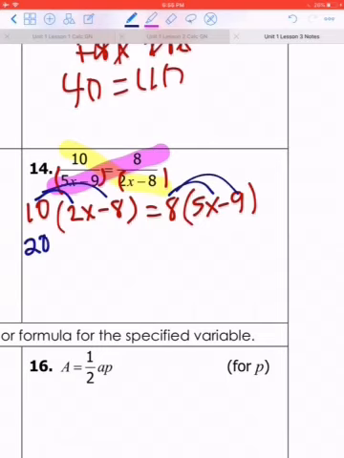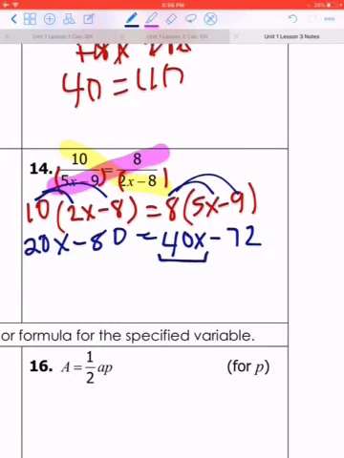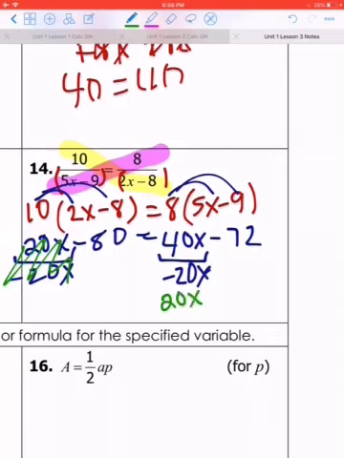We have 20x minus 80 equals 40x minus 72. Okay, and like I said, pick the bigger side to move your x's. That's 40. That's bigger than 20. Okay, you absolutely do not have to do it that way. It just ensures you're always going to get a positive, and then you don't have to worry about dividing by a negative, which is especially nice when you deal with inequalities, which we will get to.